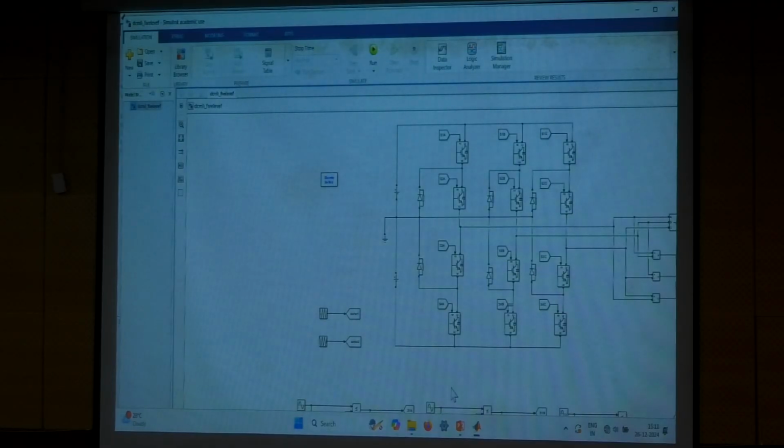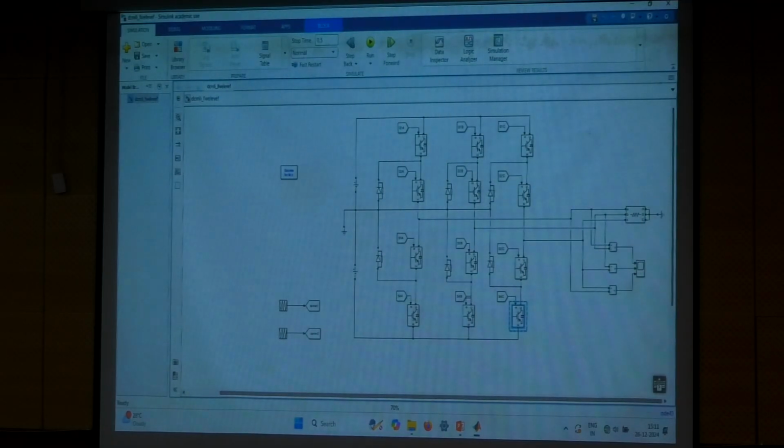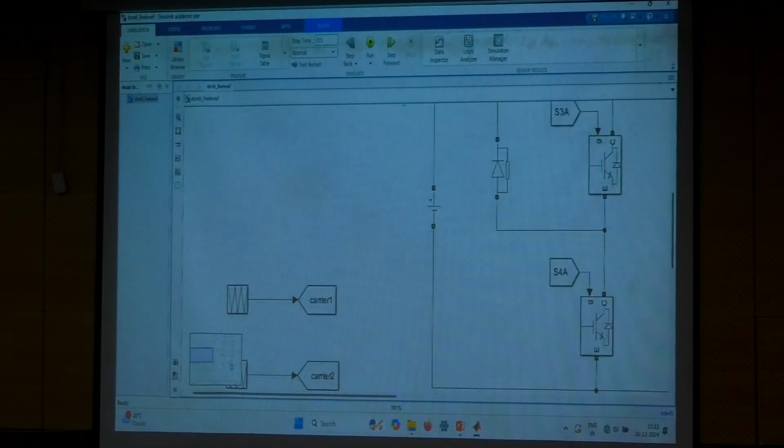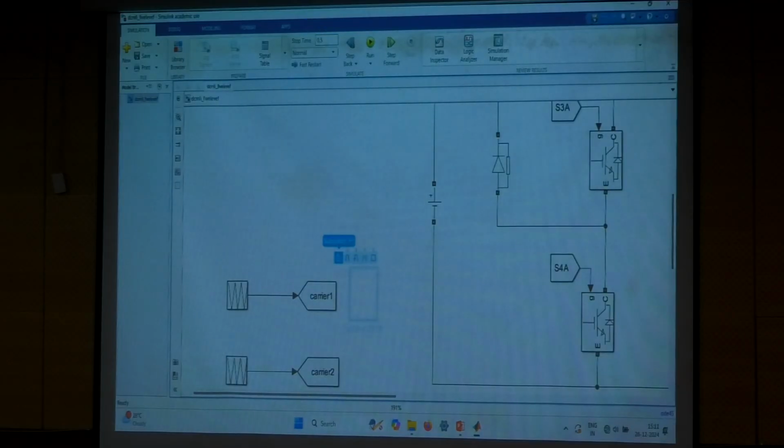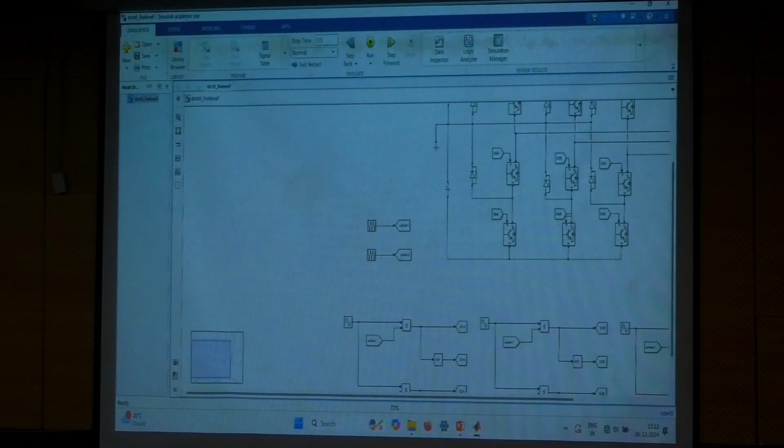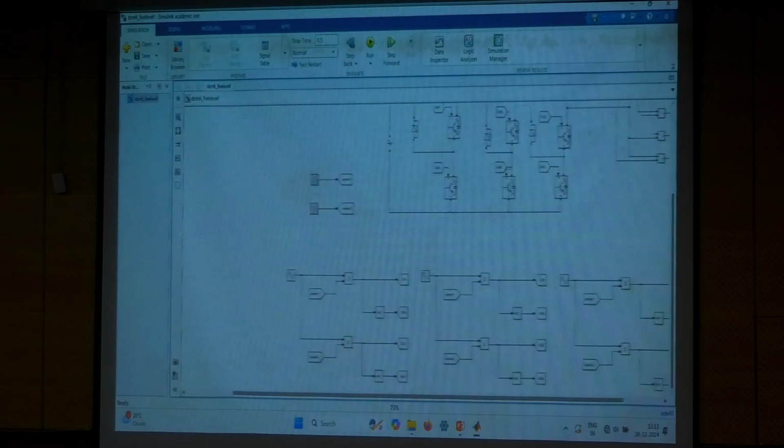This is for the 3-level diode clamped case. We'll also quickly see this one. This is straightforward. As you can see, this is also a level-shifted PWM technique. That is the only option you have. And you can also see its control here.